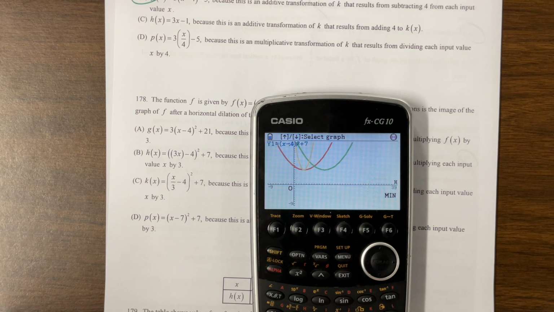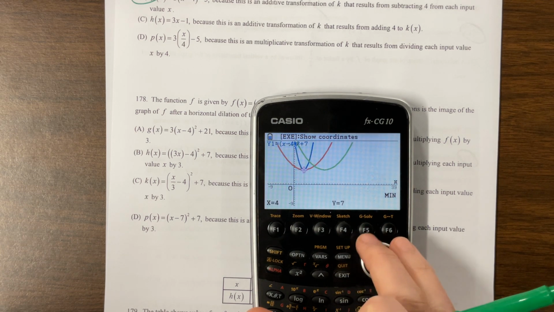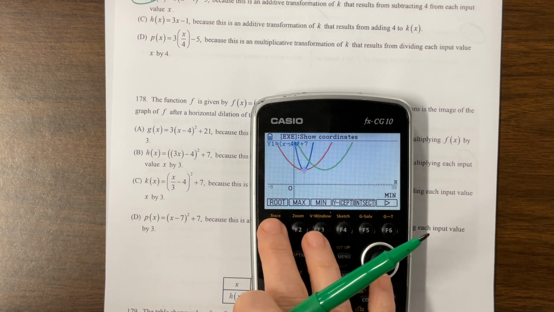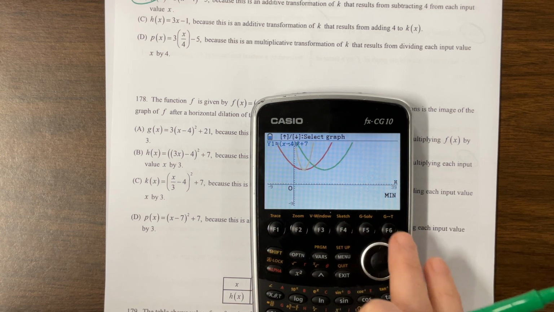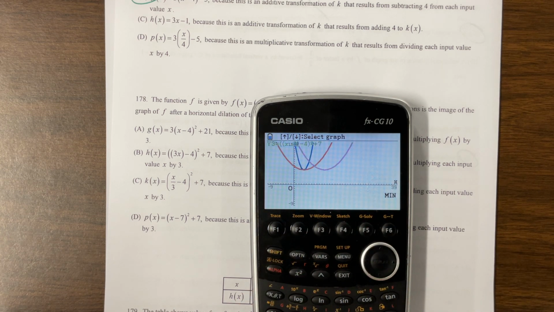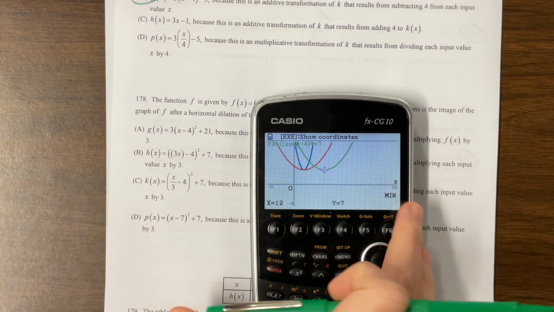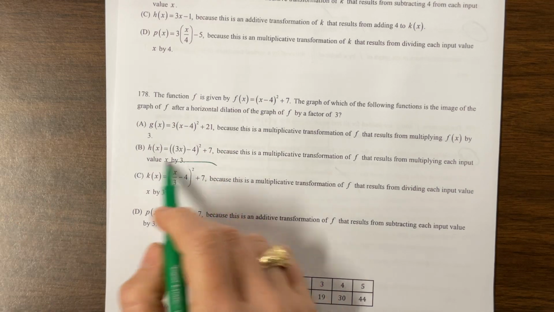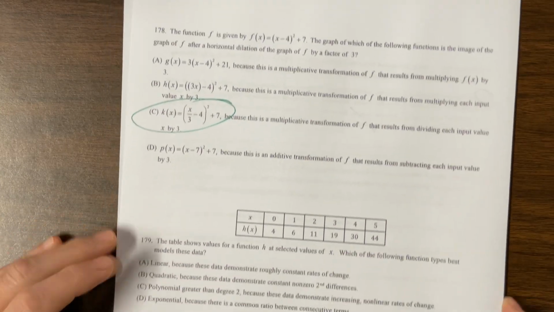So let's look at this one. This should have a minimum of 4. Yes, that's good. G-solve, wrong button, minimum. Not that one, not that one. I want to look at this one. It should be 12. Ah, good. Okay, so that was a horizontal stretch by that. Okay, they were right. I'm tired. There we go.